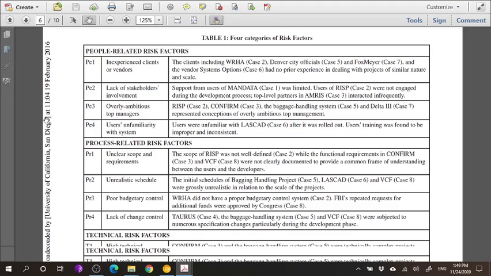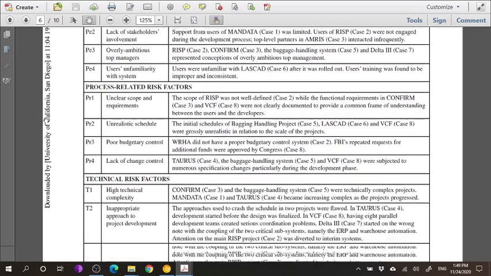So users were unfamiliar in case 6, the information system or LASCAD, after it was actually rolled out, which means that the users were probably not involved in the beginning. They were not trained properly, and that is why this happened. So if the users are not involved in its development, if they're not trained properly, and they are just thrown at a system and asked to manage a particular system that they had no idea about, then obviously they will resist, and the project will probably fail because of non-use.